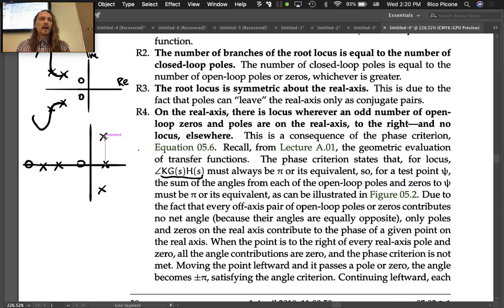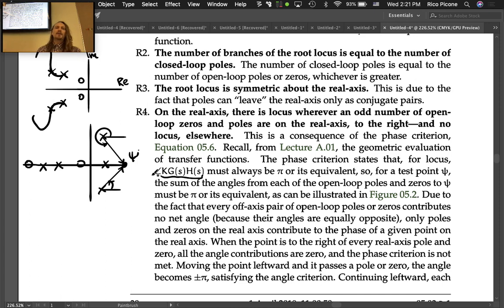So remembering that you can imagine some test point, we'll make this our test point on the axis. For some test point, if you want to evaluate a transfer function at that test point, then the angle is just the sum of all the angles that the vectors going from the poles and zeros to the test point add up to. So the sum of all those. So if we did this, it would be that angle and that angle.